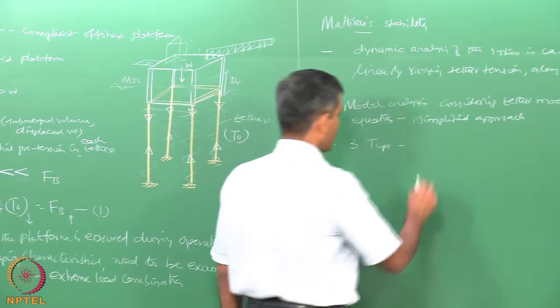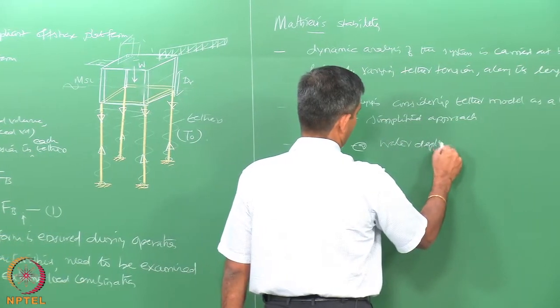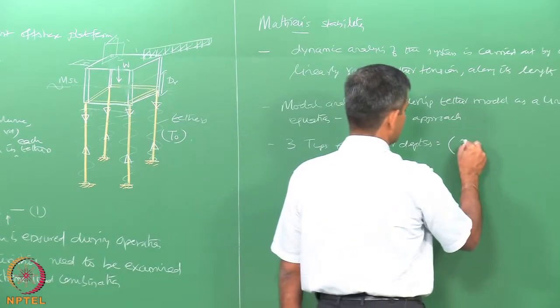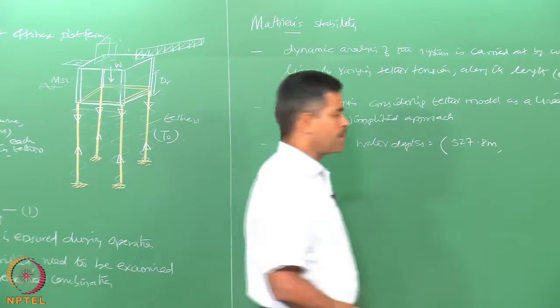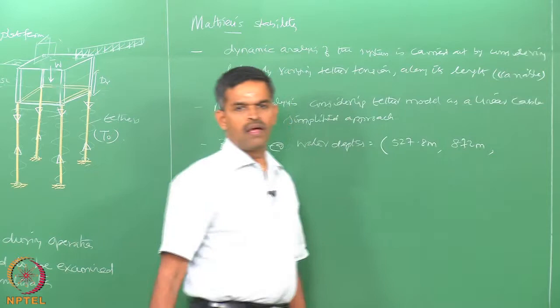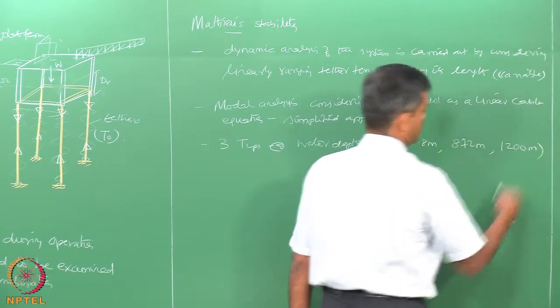Okay. For example, the water depths are 527.8 meters, which are real TLPs. I will give you the examples later. 872 meters and 1200 meters. Okay.